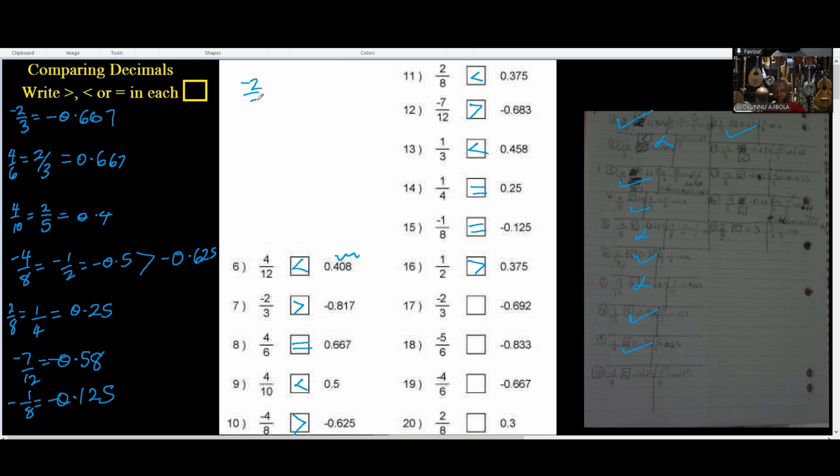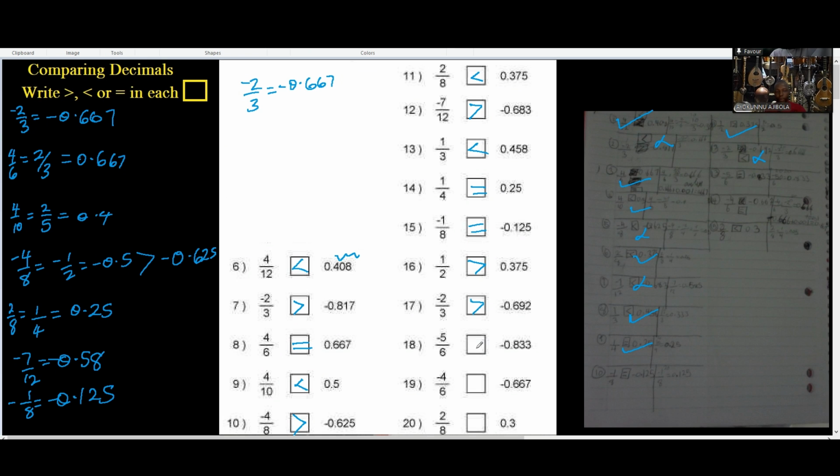Minus 2 over 3. That is minus 0.667, or minus 0.67, or 0.7. So this one is 0.69. That one is 0.67. But because they are negative, that one is greater than this, not less than.